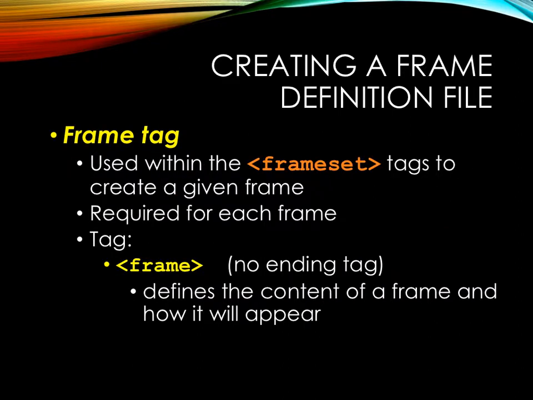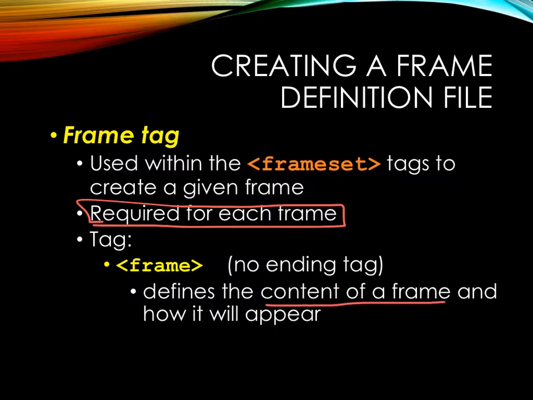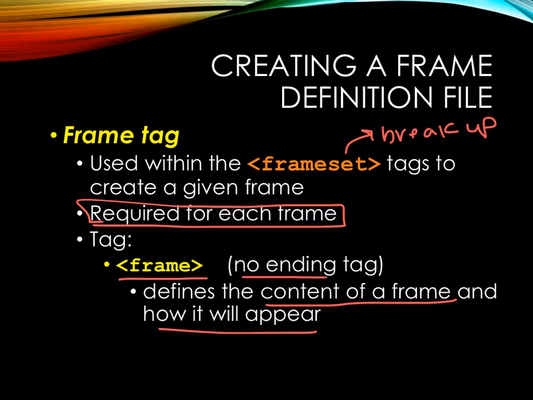Now, kind of tied together with the FRAMESET tags are the frame tags. So notice that we have our FRAMESET tags to kind of break apart our window, and a frame tag from there is required for each frame. So the frame tag really defines the content of a frame and how it will appear. So the FRAMESET tag is how we break that window up into different frames. And then the frame tag, which notice has no ending tag, really defines the content for each frame and how that frame will be displayed on the screen.